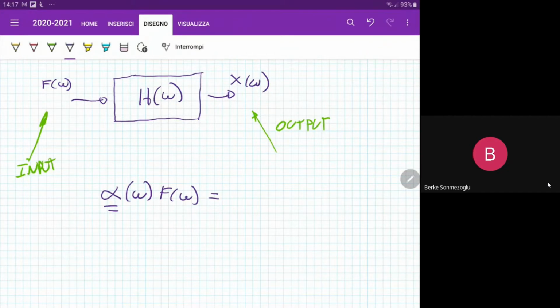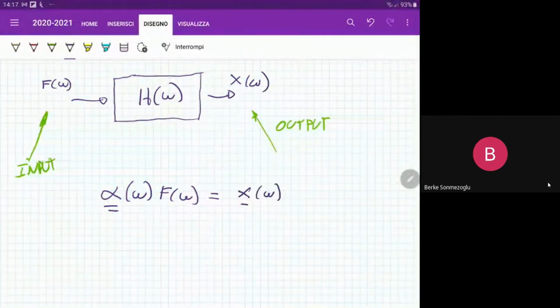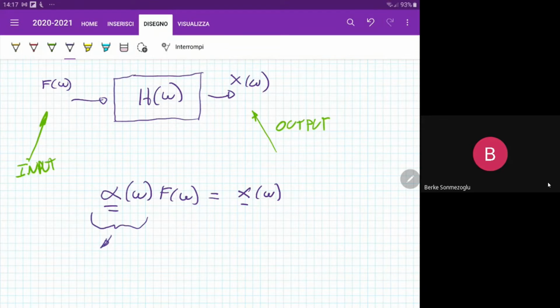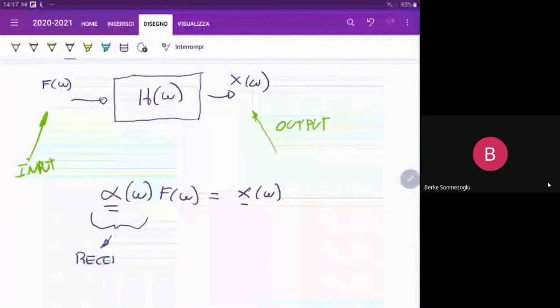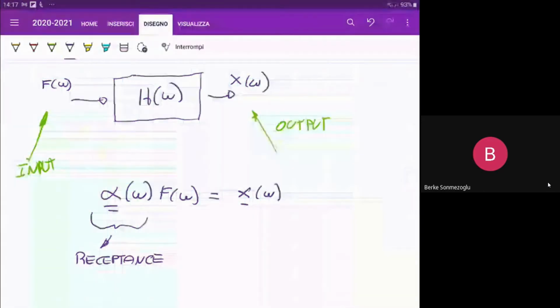is equal to your X, okay? That is the displacement. So this alpha is a matrix that is called the receptance. Okay, and F is your loading and X is your displacement.